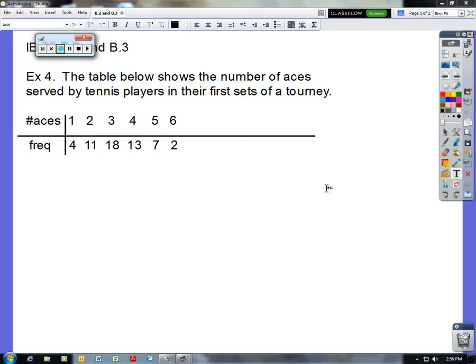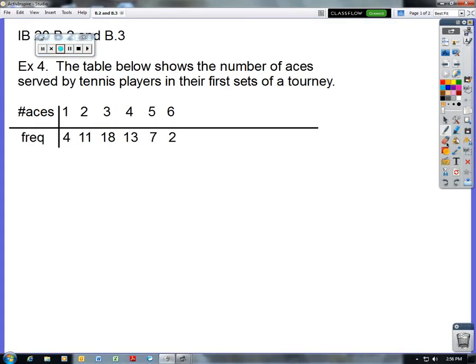So in the previous sections, we learned how to find the mean, median, and mode of a list of data. And in B2 and B3, we're going to be working with data that's given in a frequency table. So the easiest way to do this is just to jump right in and do the examples, and you'll see how to do it from that. So we'll start with example 4.